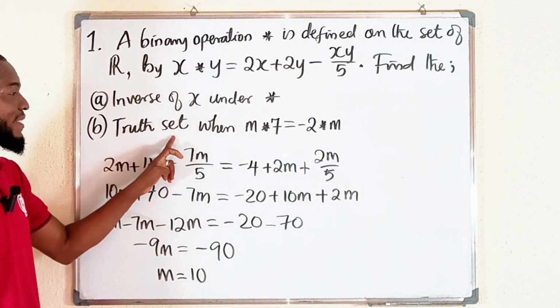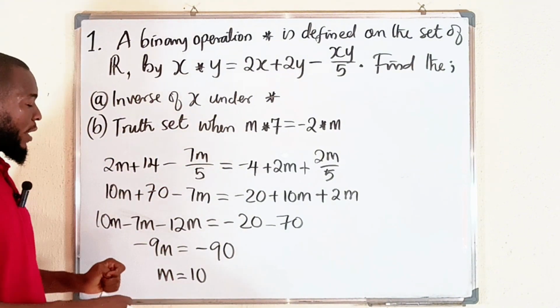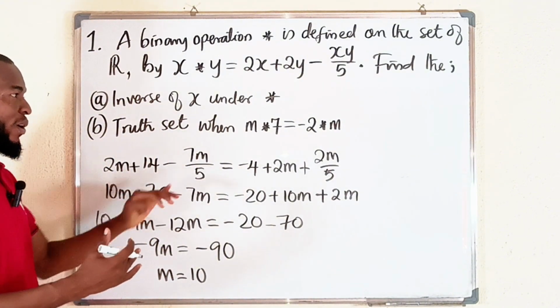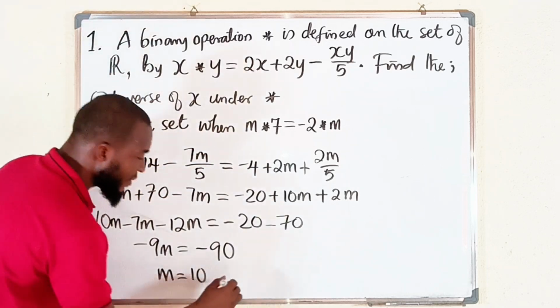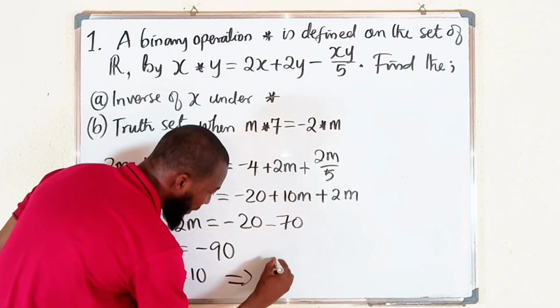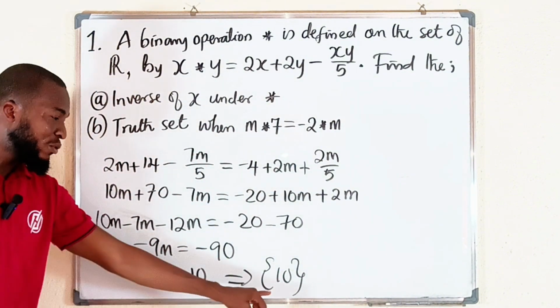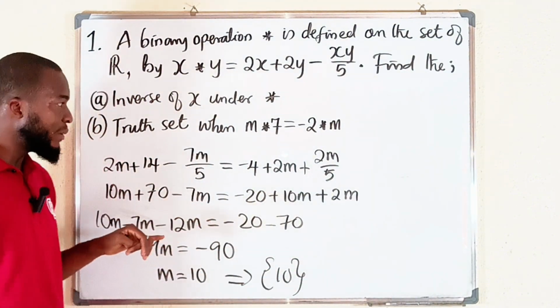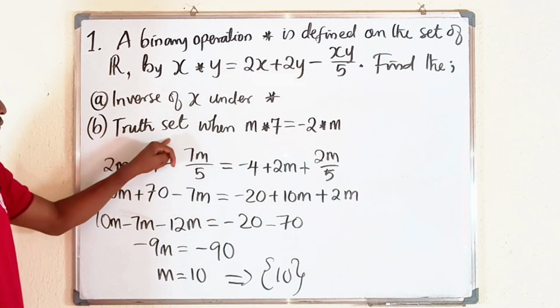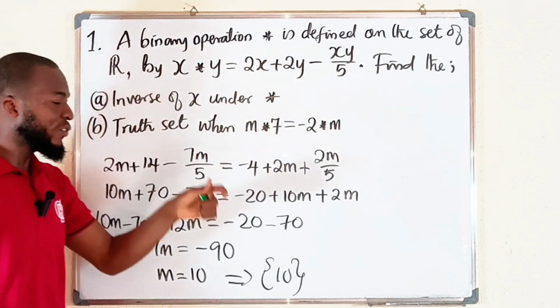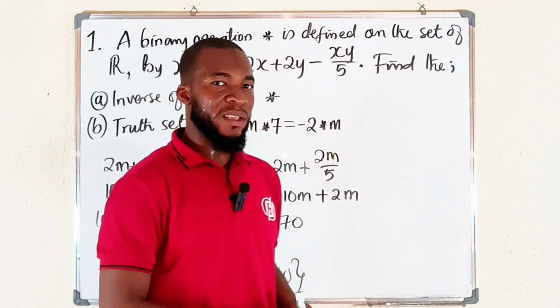Remember, we are talking about set. Therefore, the set values of m that can satisfy this is what? This implies what? 10 inside a curly bracket. Make sure you write that 10 inside a curly bracket. So this is the solution for the second problem. But for the first one, the inverse does not exist.